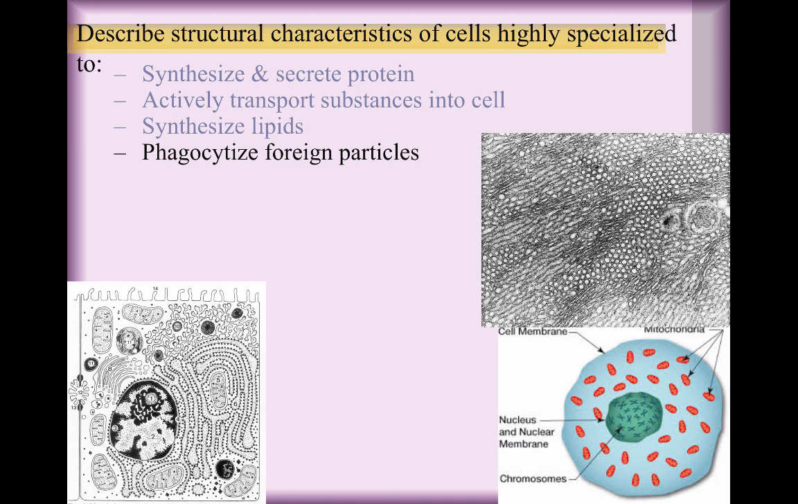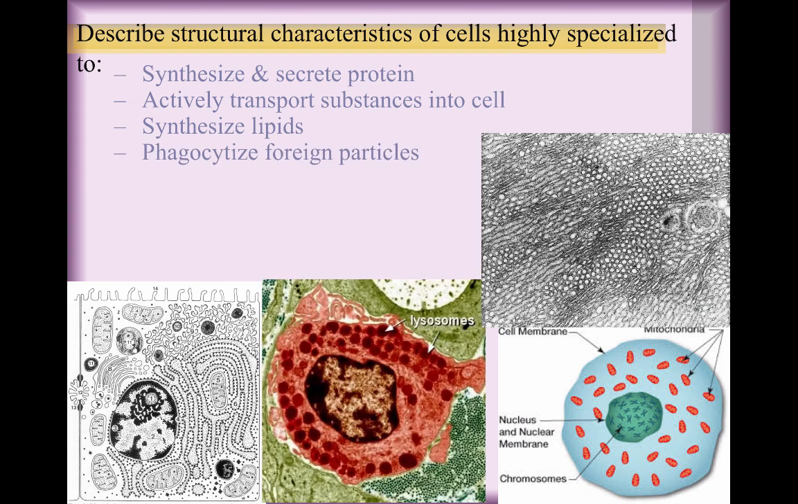And then finally, what would you expect to find in a cell which phagocytizes lots and lots of foreign particles? Well, remembering that we have to digest those things once they're taken into the cell, you should have said, oh, I expect to see a lot of lysosomes, because then we're going to have to release lots of hydrolytic enzyme to break down and digest whatever it is that we've brought into the inside of the cell.